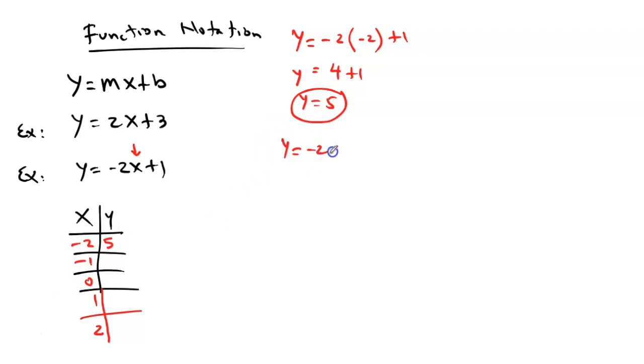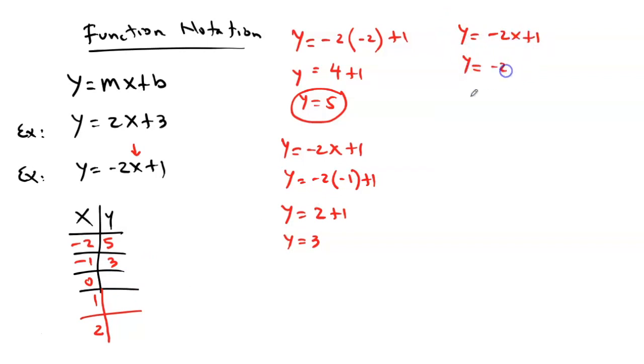And that goes for every single one. y equals negative 2x plus 1. I am replacing the value of x, which in this case is going to be negative 1. Negative 2 times negative 1 plus 1. y equals negative 2 times negative 1, positive 2, plus 1 is 3. Okay, and I do the same thing for every single value. y equals negative 2x plus 1. What's the next value? 0. Any value times 0 gives me 0. y equals 1. That goes here.